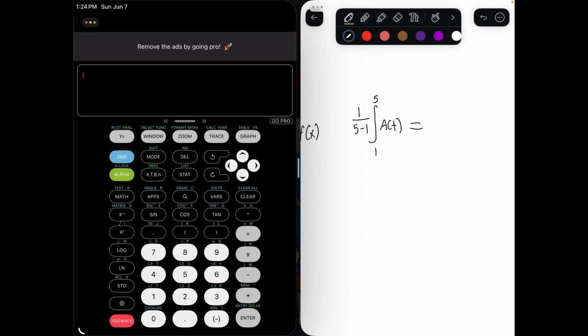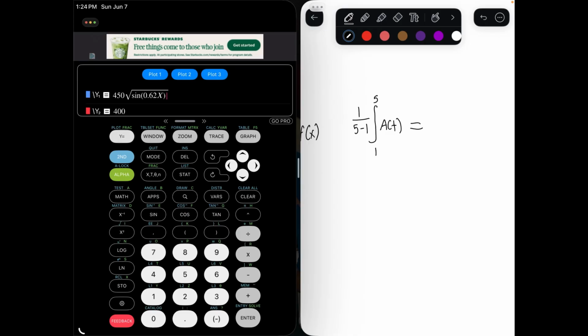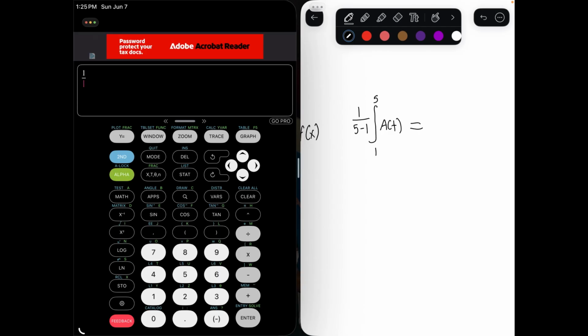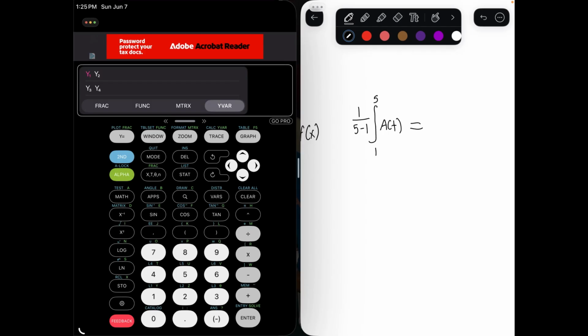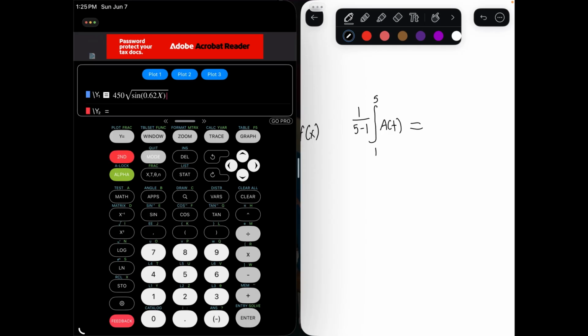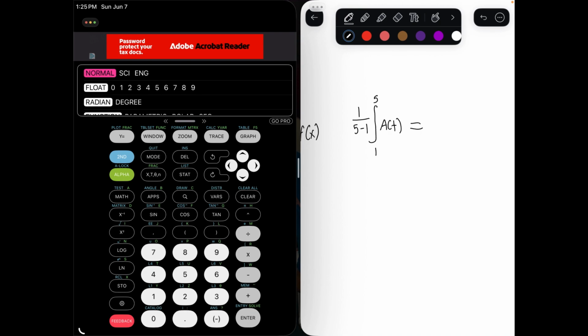So I want to plug this in. I already have A of t plotted in Y1. What I would do first is click Y equals, and then plug in the formula 450 square root of sine of 0.62x, and then I would do second quit, and then alpha, fraction 1 over b minus a, which is 4. Then I would do math 9, plug in your bounds 1, 5, and then to access my function, I would do alpha trace, and then pick Y1 because that's where I put the function. And always remember to be in radians.